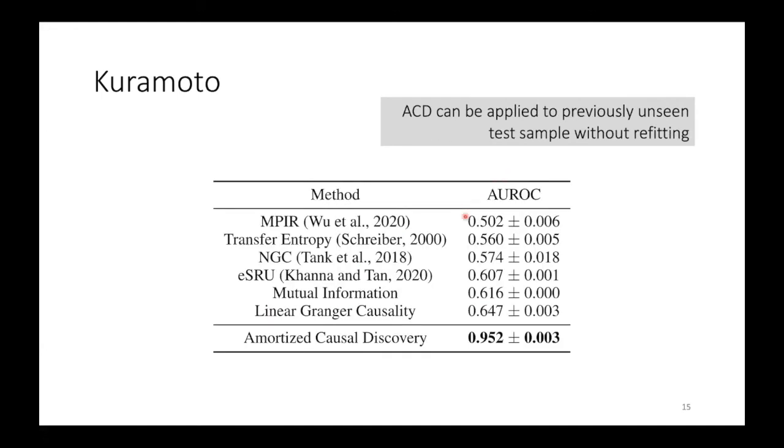We can also use it immediately on unseen test problems. For a normal Granger causal model, you will have to retrain your model for every new test case. We don't have to do that. We just have an encoder, and we can predict immediately what the causal inferences are, and we get very, very good performance relative to the other methods.